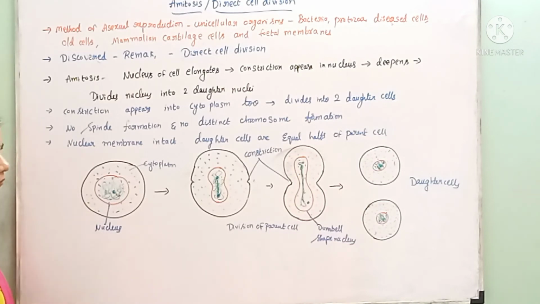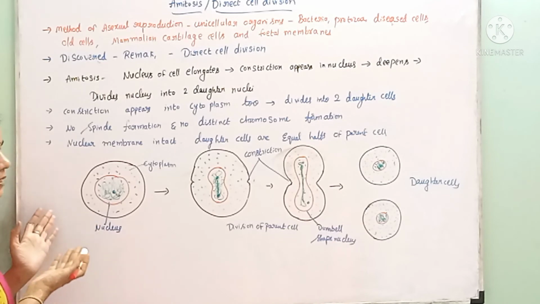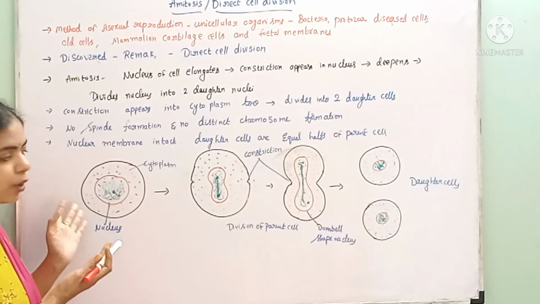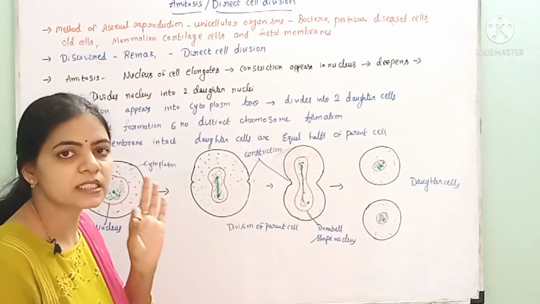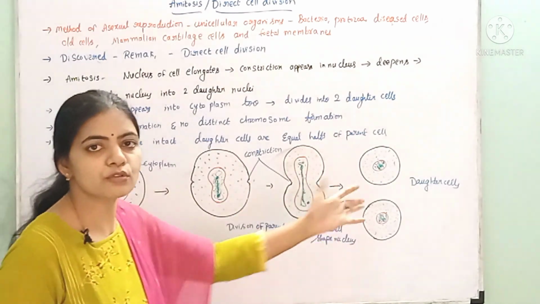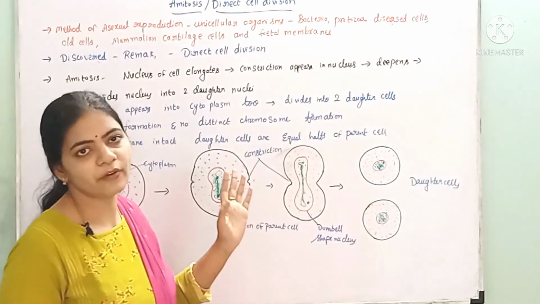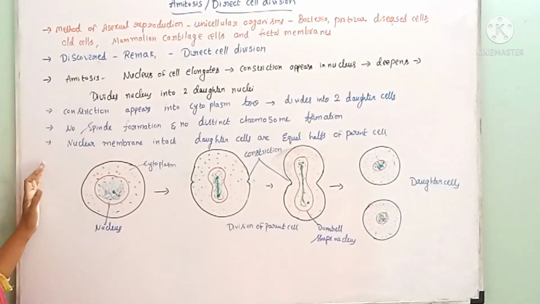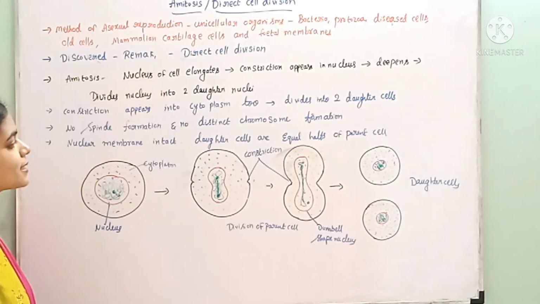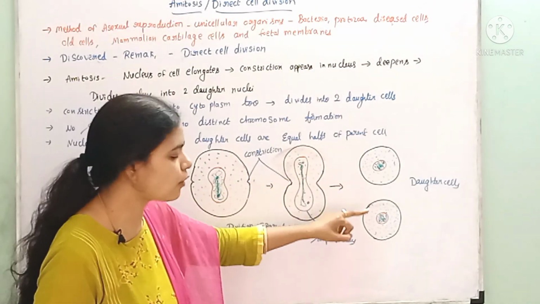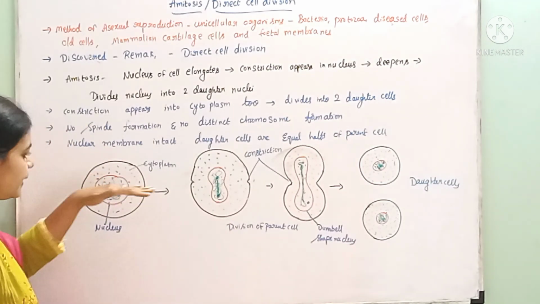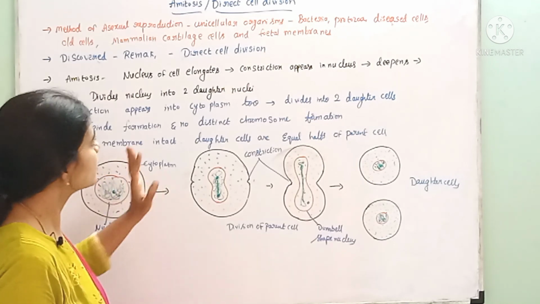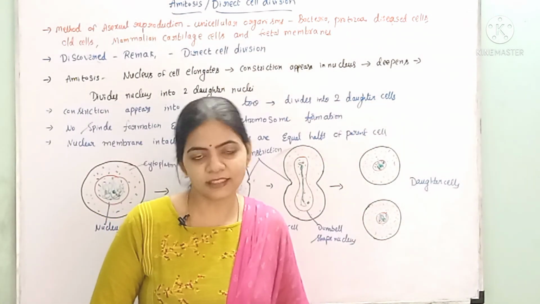And here, what is the difference? Is there any spindle fiber formation here? No. Is there any nuclear membrane disappearance? No. The nuclear membrane is still intact, and there is no chromosome formation and no spindle fiber formation, right? So this type of division is called amitosis or direct cell division. And the daughter cells formed here are equal halves of the parent cell. They are the exact halves of the parent cell. This is about amitosis, direct cell division.